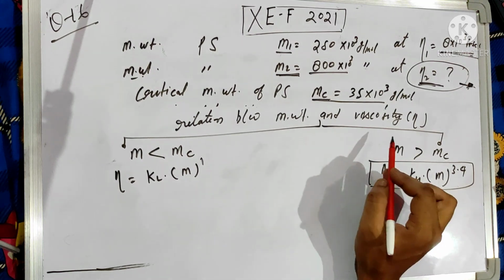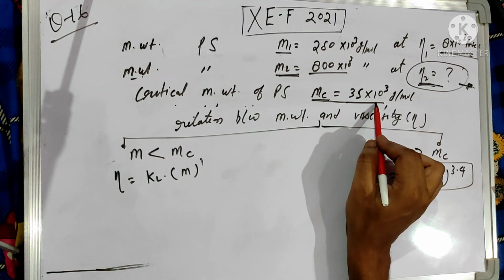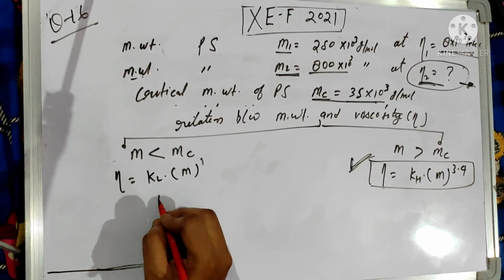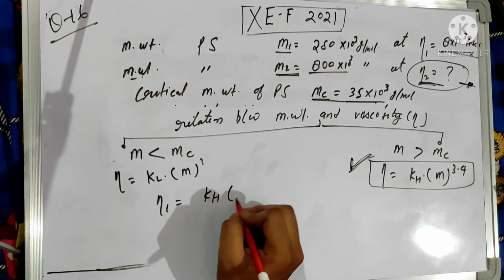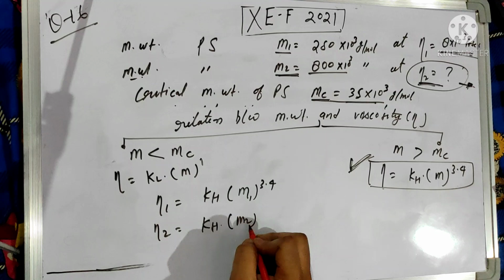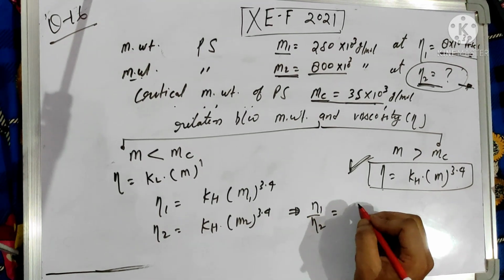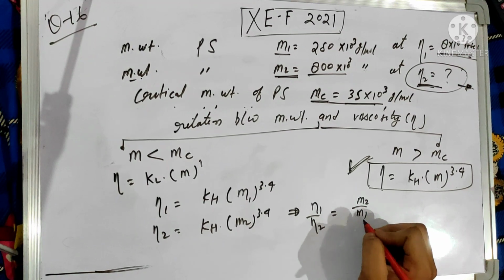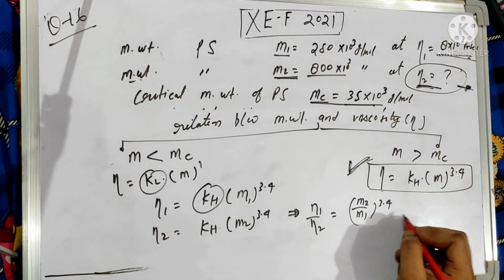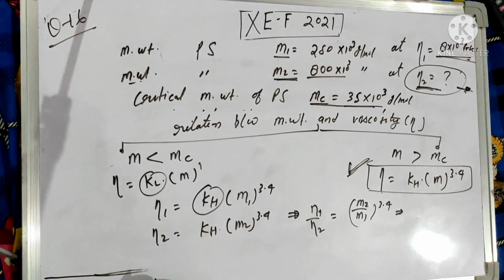In the given question, both the molecular weights of the samples, M1 and M2, are greater than the critical molecular weight of the polymer, so use this formula. Now taking eta 1 is equal to KH into M1 power 3.4 and eta 2 is equal to KH into M2 power 3.4. Now eta 1 upon eta 2 is equal to M2 upon M1 power 3.4, where KH and KL are constants, so these cancel out.